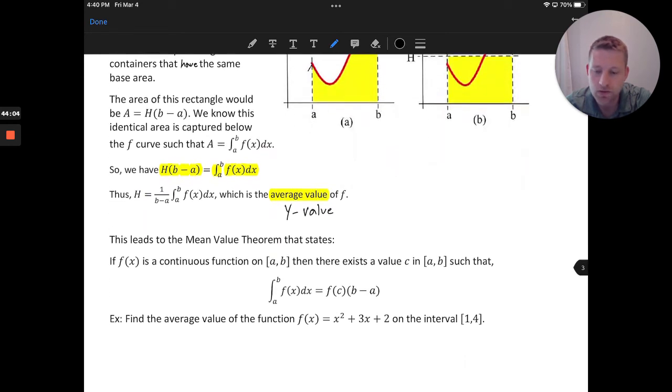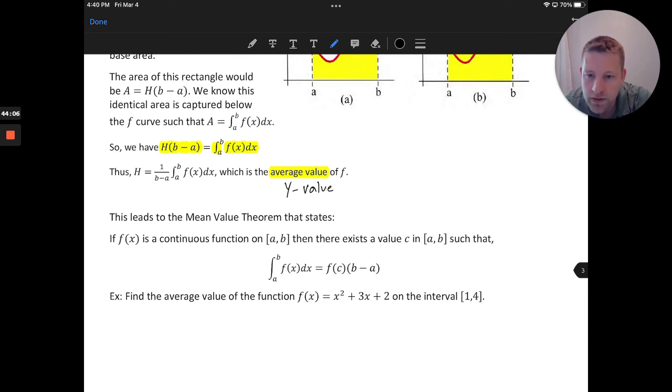This also is connected to what we call the mean value theorem. We won't work with this too much in our class, but it is a valuable theorem from calculus that I'd like to mention at least. It says if f of x is a continuous function over that same interval a to b, then there exists a value little c in that interval a to b such that the integral from a to b of f of x dx is equal to the functional value f of c times b minus a.